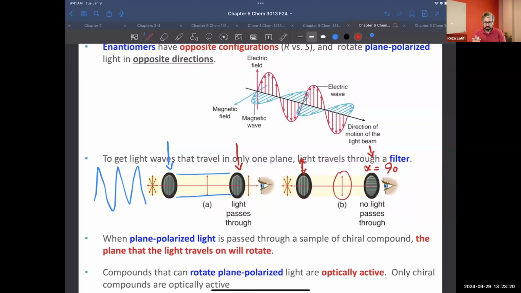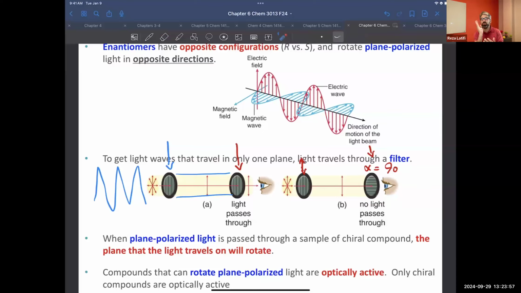Now, what we're going to do is put a sample somewhere inside this area. That sample might change the direction of the light. But we don't know which side it is going to rotate the light. The light can turn right or left. So we're going to play with the second filter. We tune the second filter, and we keep tuning it until we see light.